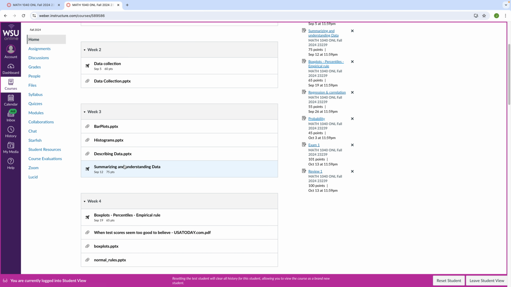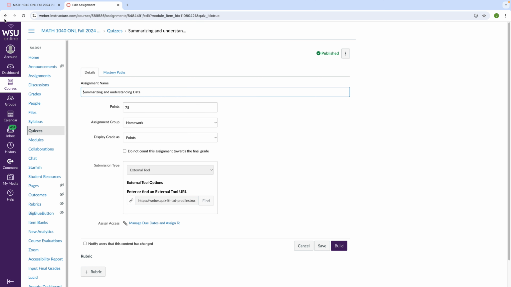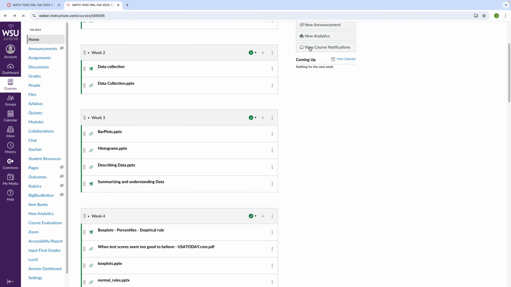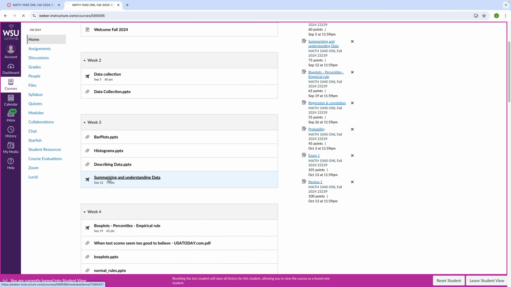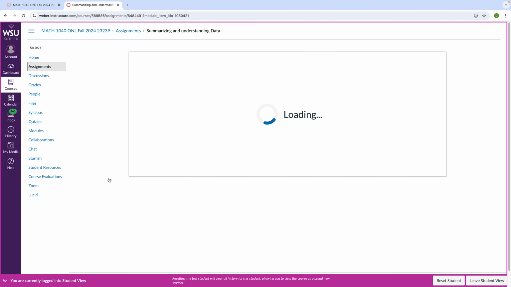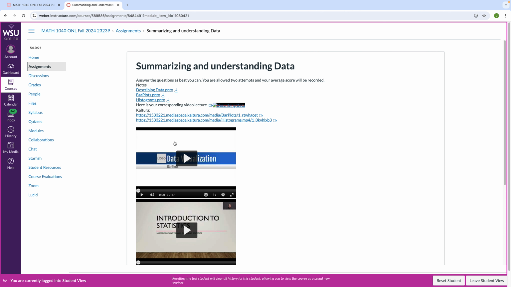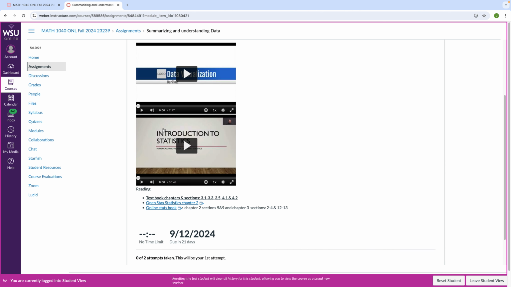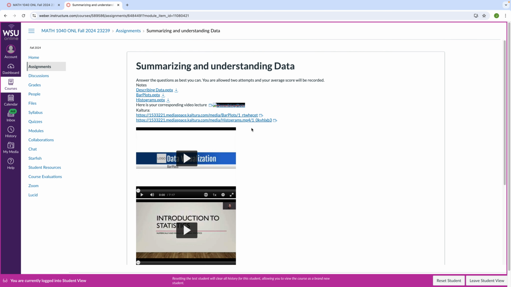So in week three, summarizing and understanding data, and excuse me, I need to go back. I need the student view. So in week three, it continues along this way. And here are your recorded lectures. Here's the PowerPoint slides. Here's the corresponding sections in the textbook. And then after you study the material, you can take the quiz. And that's the way that the material generally proceeds.